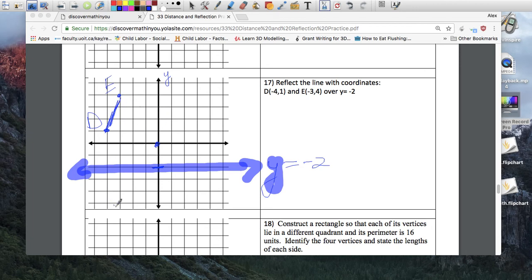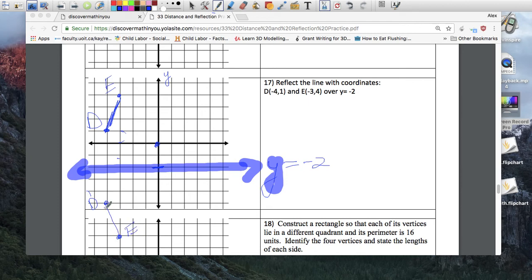I'm going to reflect this over this on this side. And we did that in class with one of you guys. So D is 1, 2, 3 units away from this blue line. On the other side should be 1, 2, 3. So point D is going to be here, D prime. Point E should be 1, 2, 3, 4, 5, 6 units from this blue line. So it should be 1, 2, 3, 4, 5, 6 units.